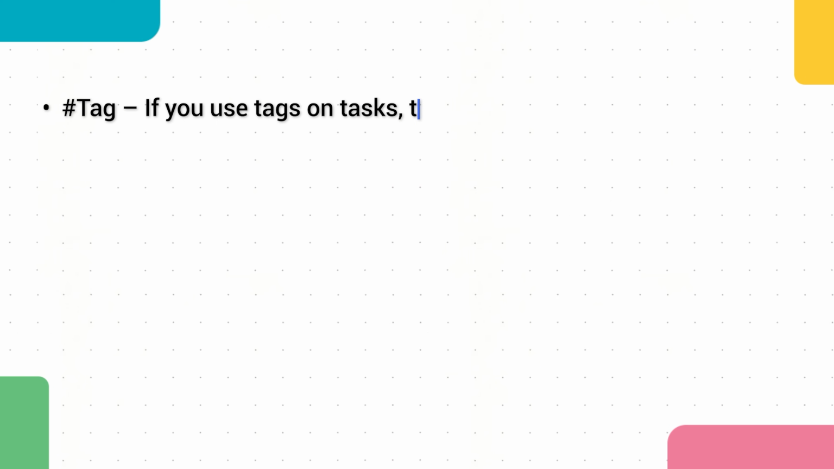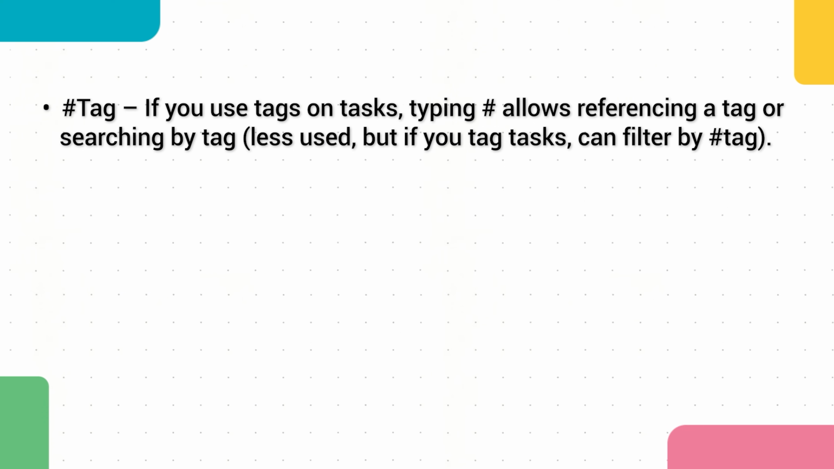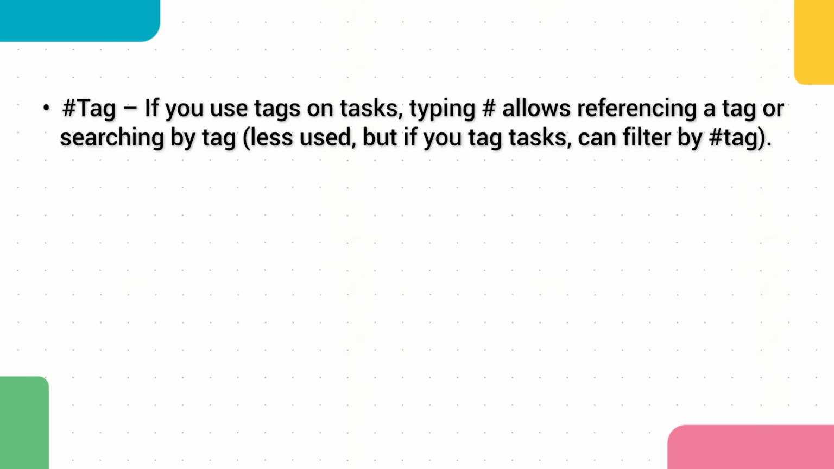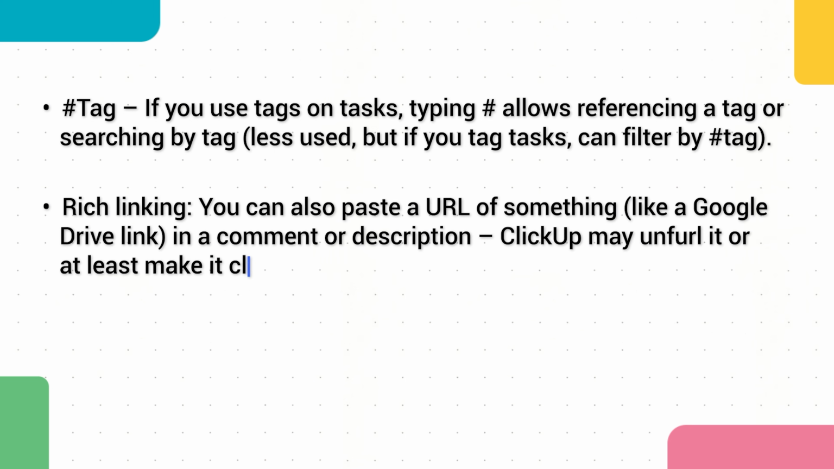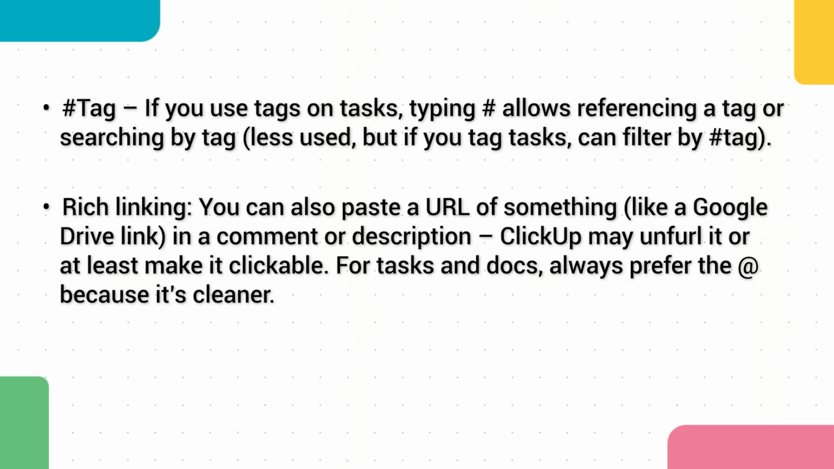#tag. If you use tags on tasks, typing hashtag allows referencing a tag or searching by tag. Less used, but if you tag tasks, you can filter by #tag. Rich linking. You can also paste a URL of something, like a Google Drive link, in a comment or description. ClickUp may unfurl it or at least make it clickable. For tasks and docs, always prefer the @ because it's cleaner. Mentions also work in task descriptions, in docs, basically anywhere you have a text editor within ClickUp.